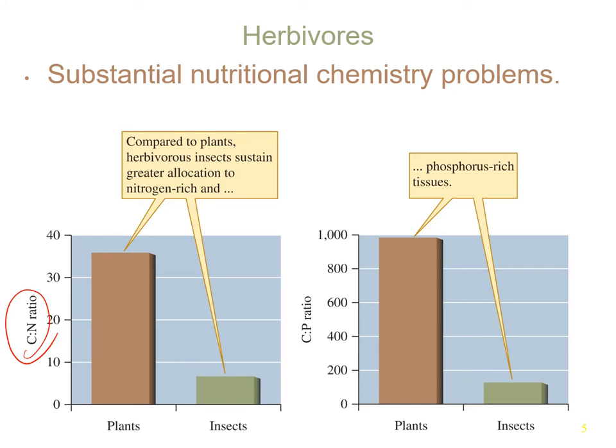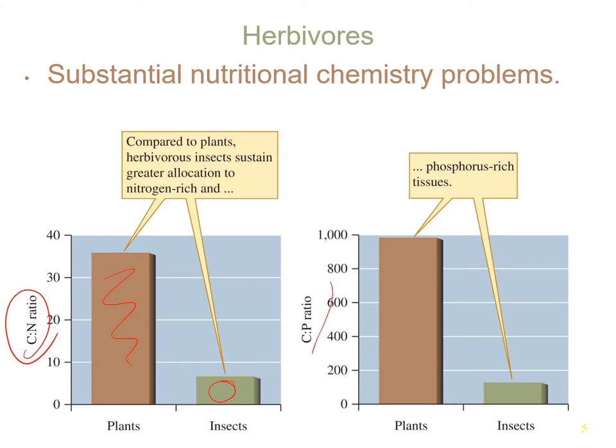And that means that these insects that are eating the plants require a lot more nitrogen. Their carbon to nitrogen ratio is much more even. So in order to get the nitrogen they need, they're going to have to consume a lot of plant material in order to get the nitrogen that they're trying to get out of the plant. So the plant's got a lot of carbohydrates, not so much nitrogen.